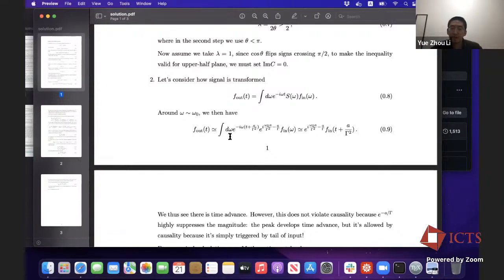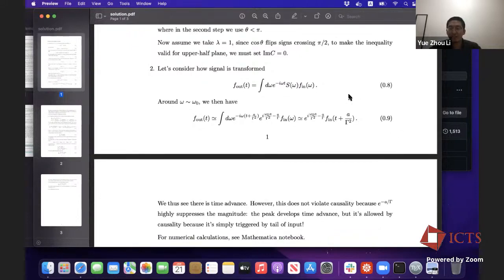But for this factor here, when you integrate over omega, it actually transforms back to the time domain, but with a different time. So in the end, you will find something like this. It's approximately an additional exponential factor times the input signal, but with a time advance, because here you find it's t plus some positive number. So it means that there exists a time advance. So the question is how this could be consistent: you have a time advance, but it's still causal.